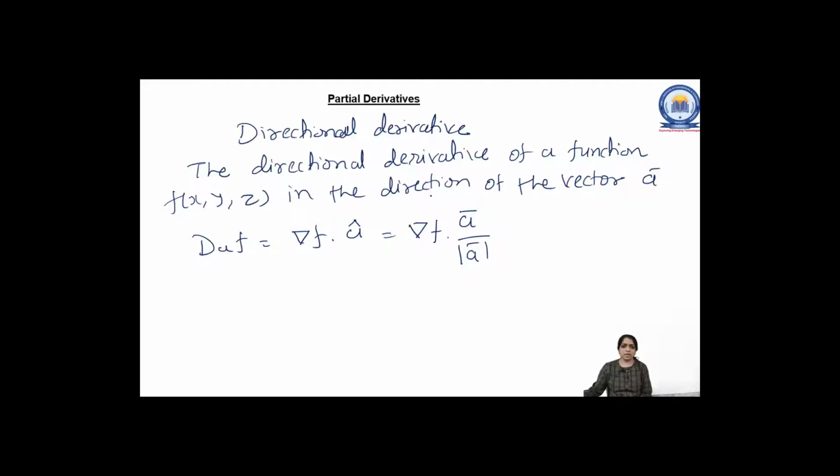Let's start with examples of the gradient and directional derivative for better understanding. So let's start with example 1. Find the gradient of f at the point (1, -2, 1) if f is equal to 3x²y minus y³z². So let's start the solution here.